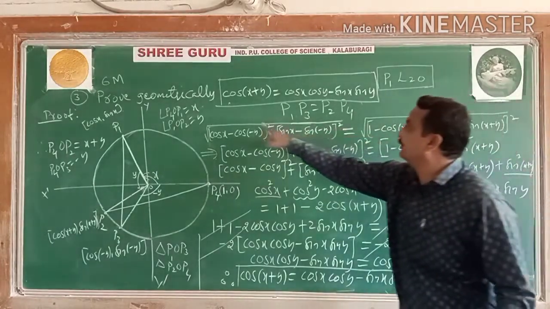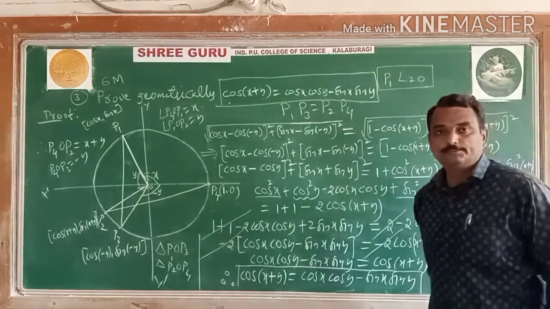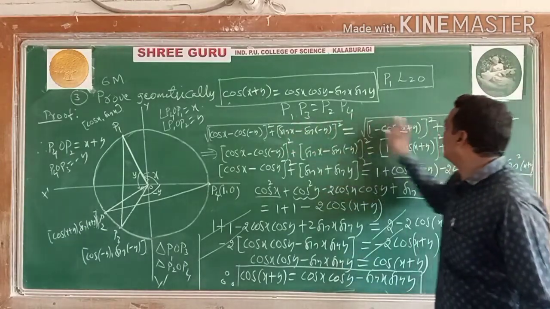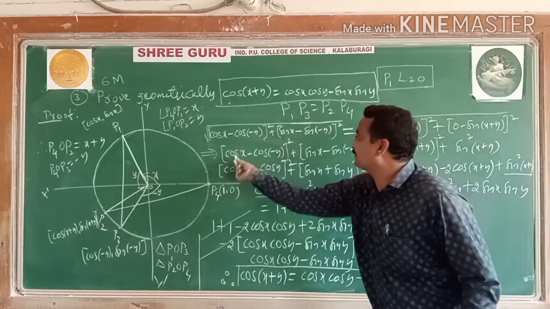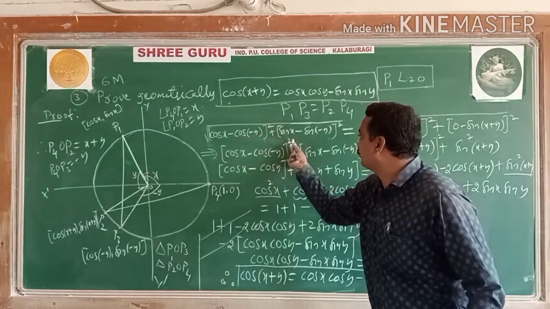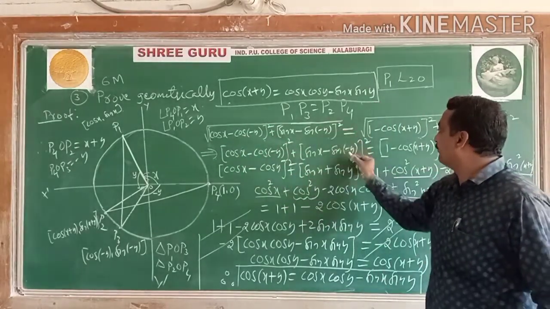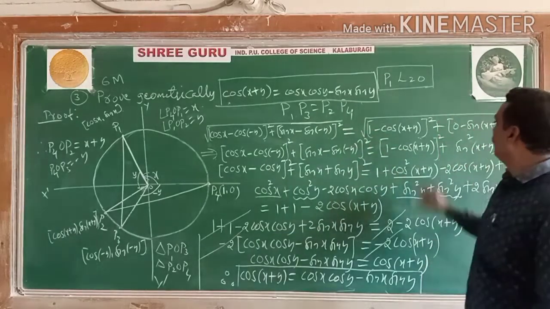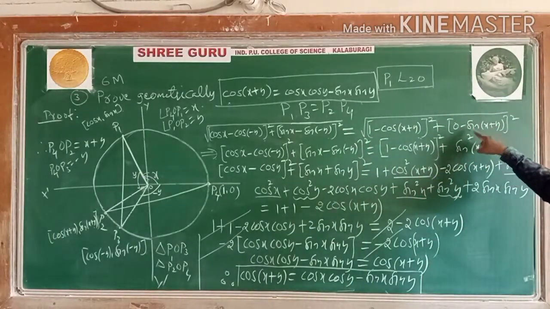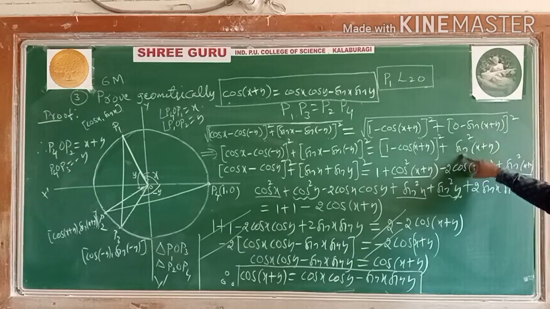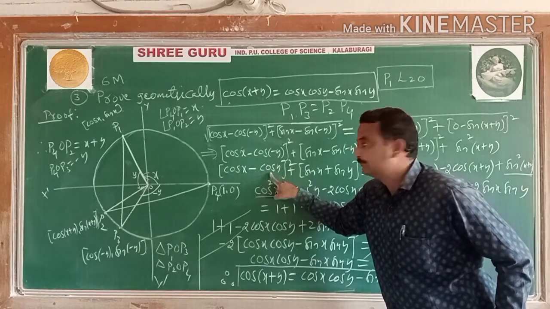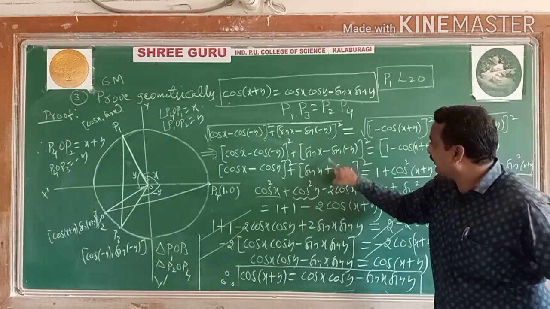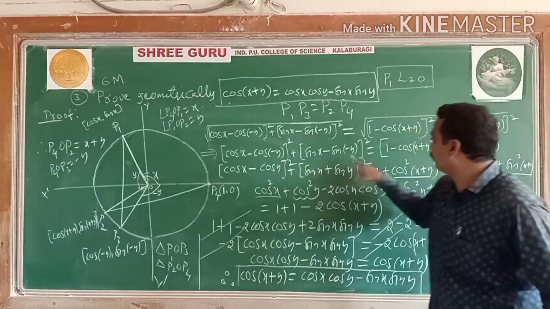Squaring on both sides, both the square roots are removed. Then what remains? Cos x minus cos of minus y whole square, plus sin x minus sin of minus y whole square. On the other side, the sin square of x plus y term I have written outside. Here cos of minus theta becomes cos theta, and sin of minus theta becomes minus sin theta, so minus of minus gives plus sin theta, and the whole thing is squared.